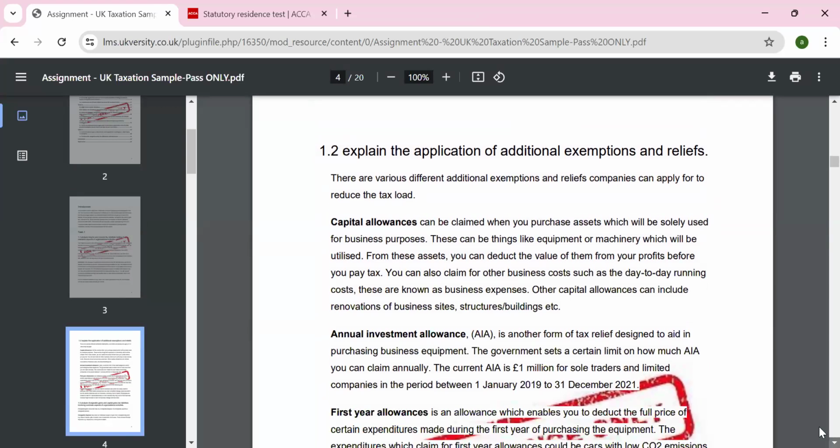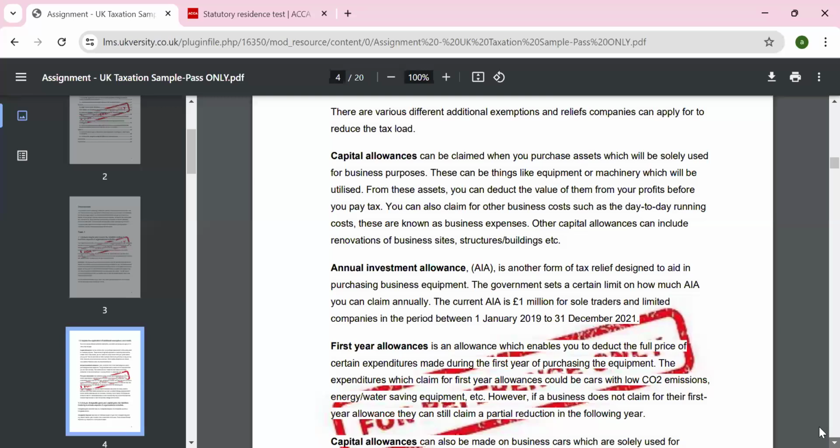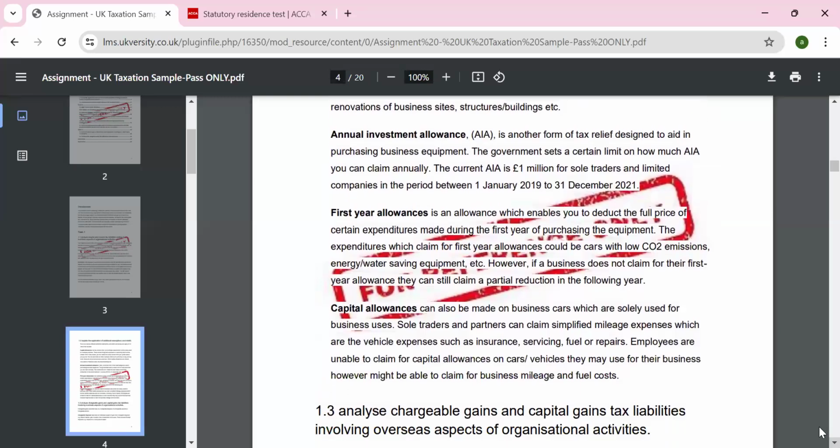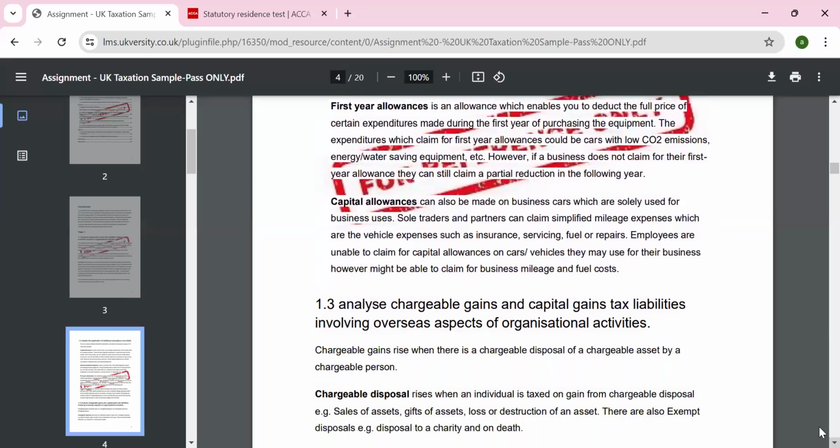Okay, 1.2 is explain the application of the additional exemptions and reliefs. So capital allowances can be an example: annual investment allowance, first year allowance on the asset. These are all examples of allowances. So it's better that you add examples not already included in this and put the reference where you got the concept; that's absolutely fine to include.